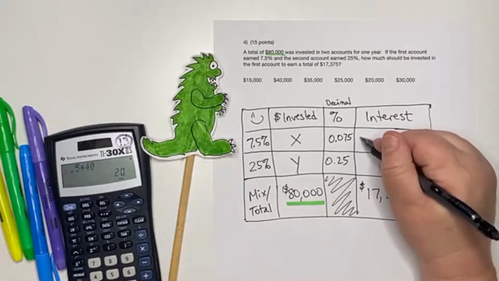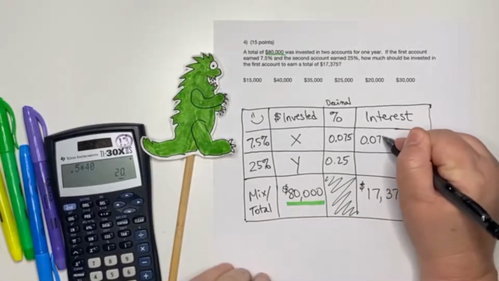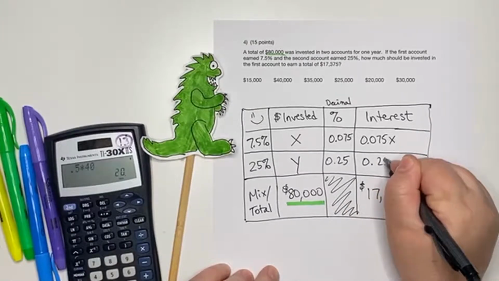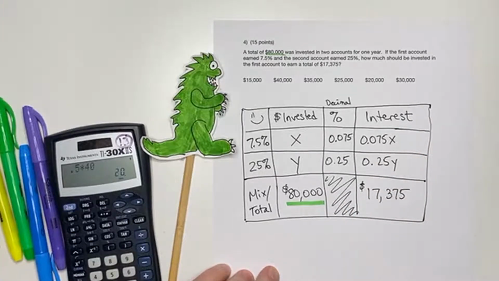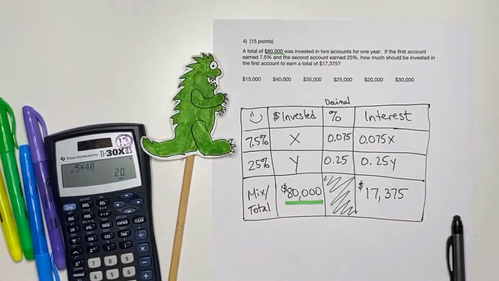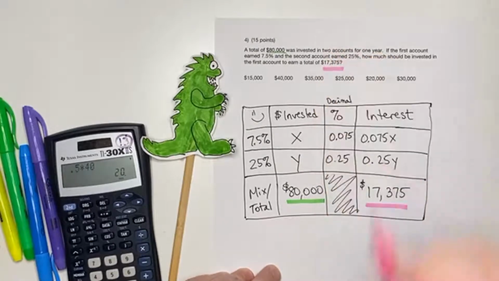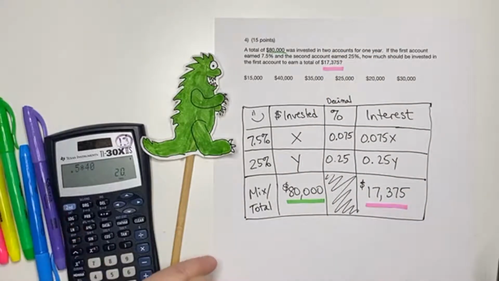And remember, with the mixture problem, when we set up the chart like we do, we take the X times this amount. So we get 0.075X. And here we get 0.25Y. And that gives us that total interest of 17,375. Hopefully I did the calculation correctly when I wrote that.